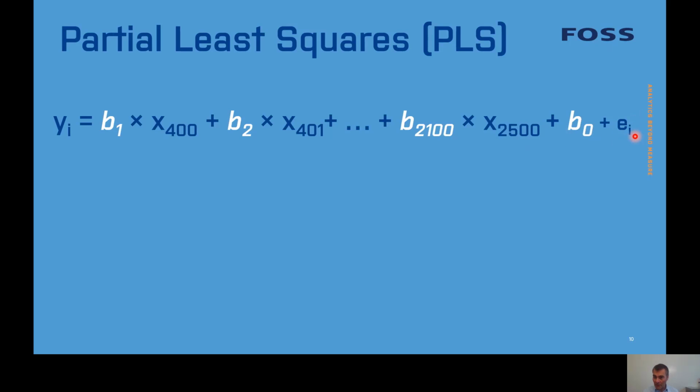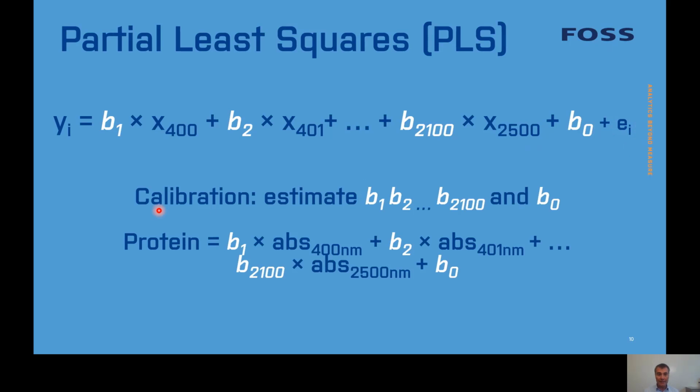And we would like to minimize the noise as we do in least squares solutions. Again, the idea is that during calibration, we estimate these coefficients, in this case 2,101 regression coefficients. And when we have estimated these, we can use the equation on new unknown samples, simply by multiplying the intensities measured, B1 times the absorbance or reflectance at 400 nanometers, and so on up to 2,500, plus B0, and then we have an estimate of the protein content.